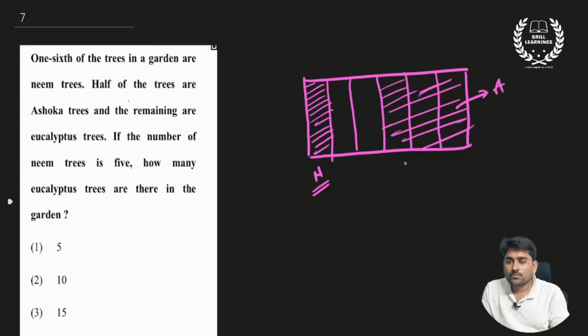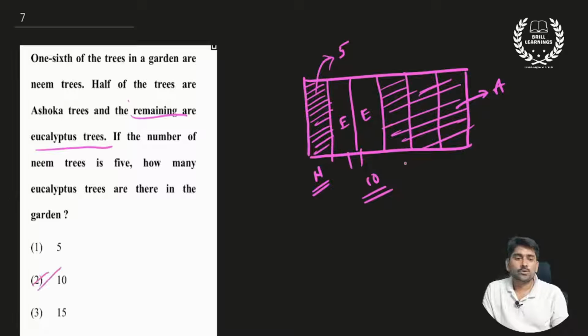Remaining are eucalyptus trees. So these two portions are eucalyptus. So if the number of neem trees is 5, this one portion stands for 5. That means 2 portions is 10. That is our answer.